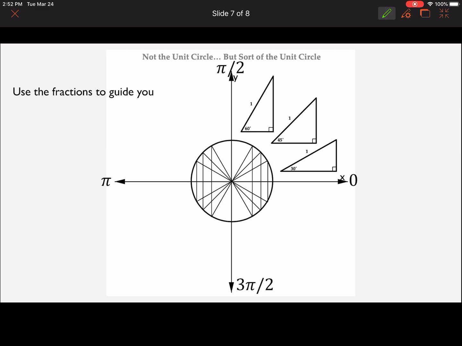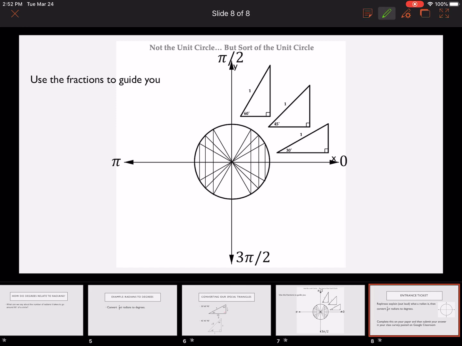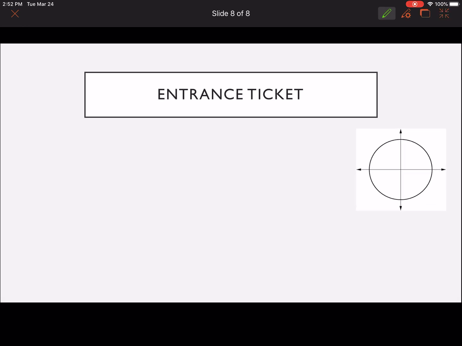Oh, no, can I just skip to the next one? There we go. All right, and now on to the last little bit, your entrance ticket.